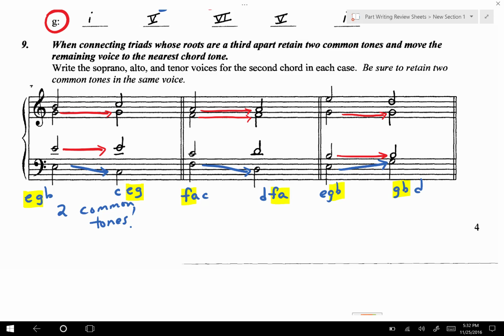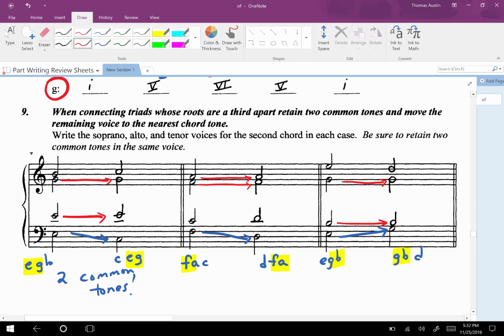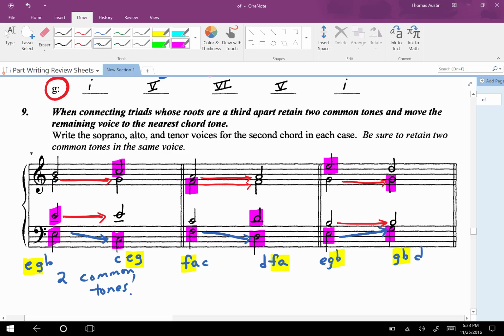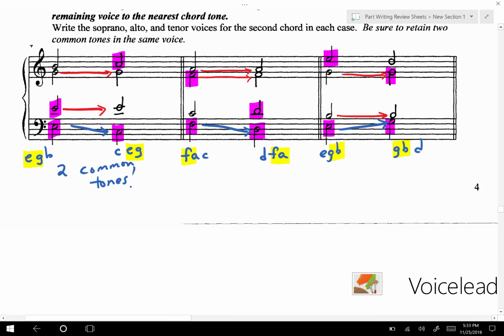Check to see that in every chord here your root is doubled, which it should be. Root, root, 2 roots. Done. Moving on.